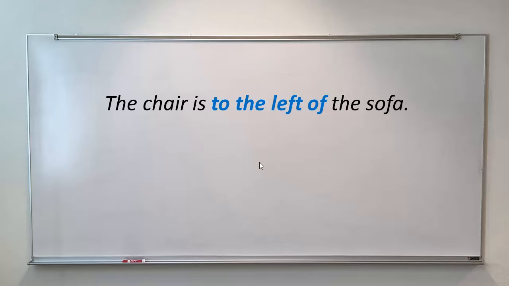So now we have the chair and the sofa. We want to say the chair is to the left of the sofa. Start off with your chair, the word for chair, the subject. La chaise. Next we need our verb, a form of the verb être. La chaise est.